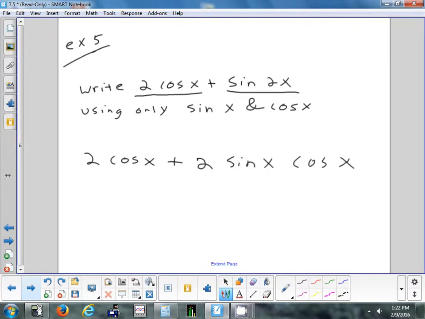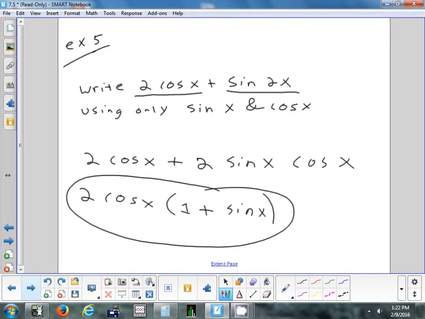Any question on that step? Now what do these both have in common we could factor out? 2. Yep, even more. Cosine x. If I factor out a 2 cosine x from the first term, what does that leave me with? 1. And what if you factor it out from the second term? Sine x. And that's it. Technically, we had answered what they wanted us to do at this step. But if you can simplify it or factor it, that's usually a good thing to do.